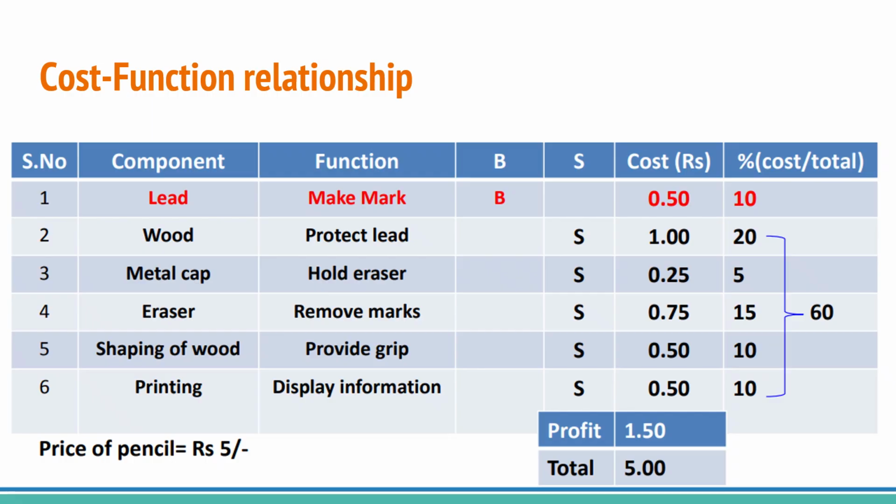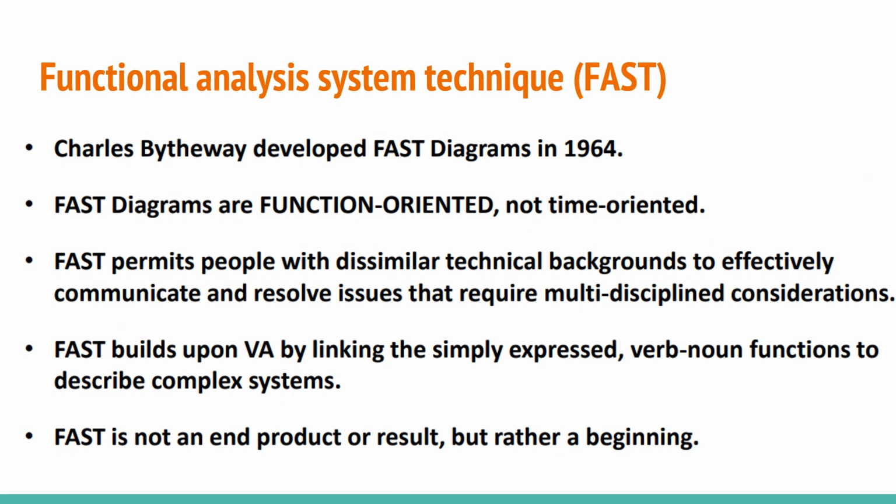Cost function relationship. Lead, wood, metal cap, eraser, shape of wood, printing. There are some components in the chart, and it explains the function, the cost and the percentage. Functional analysis system technique, in brackets FAST.